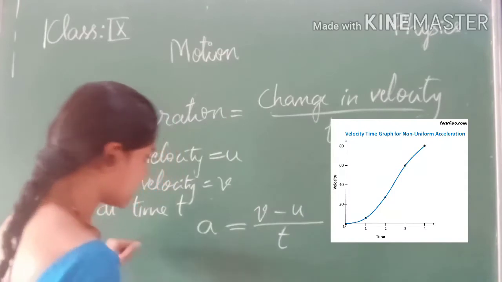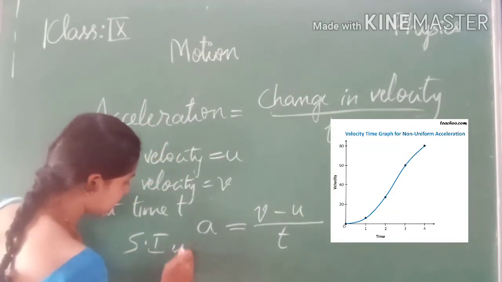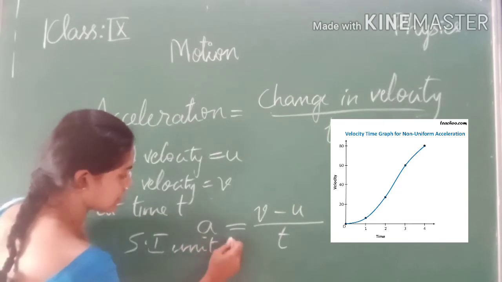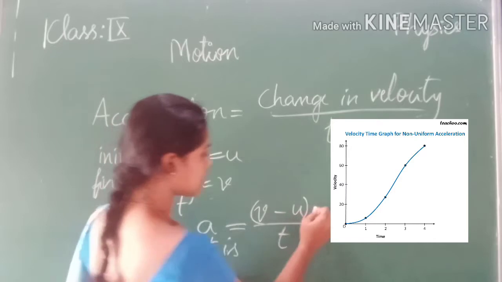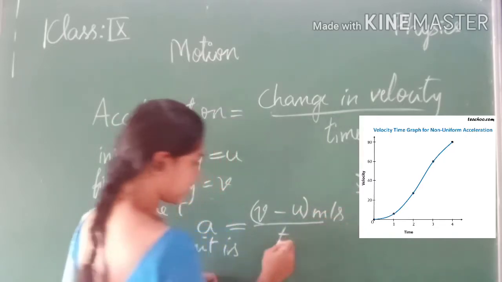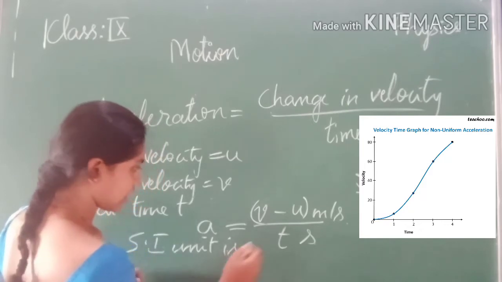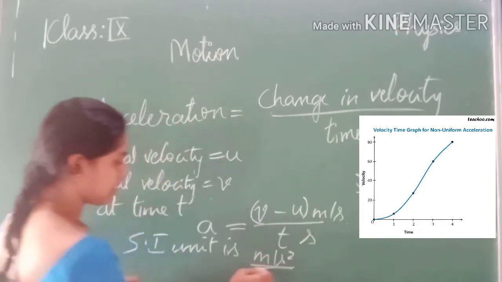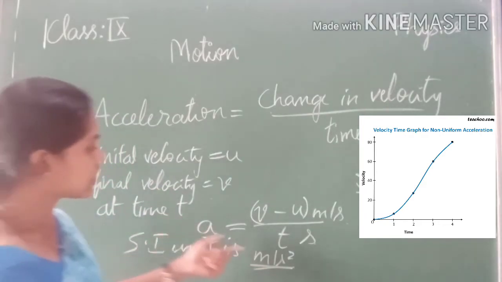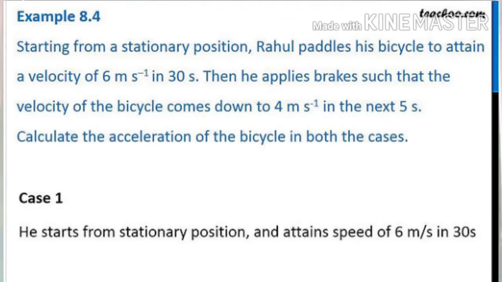So what is the SI unit of acceleration? We measure velocity in meter per second and time in second. So the SI unit of acceleration is meter per second square. Got it? SI unit of acceleration is meter per second square. Now I will work out example 8.4 in your textbook.